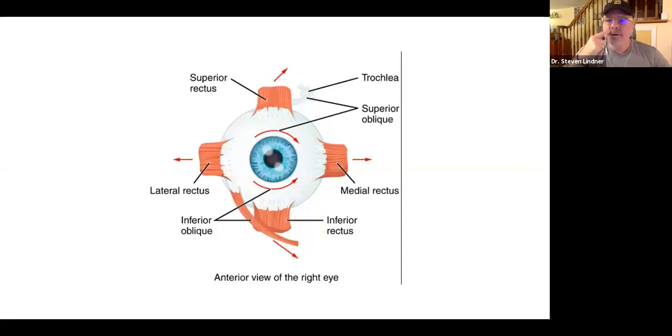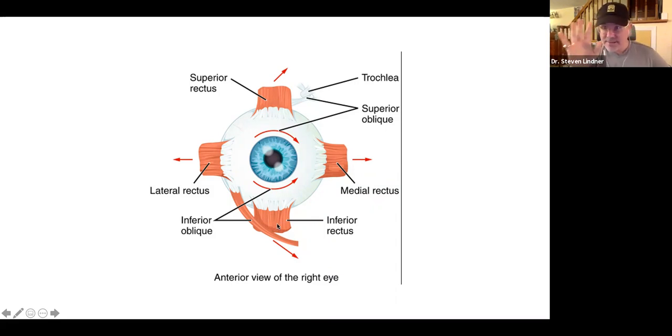Okay, I also wanted to go over the eye and the eye muscles. So if we're looking at the eye, this is the anterior view of the right eye. So that means that the nose would be here and the left eye would be here. This is the right eye. So if the nose is here, 4 of the muscles are called rectus. There's a medial rectus, and then there's a lateral rectus. And then on top is a superior rectus, and on the bottom it's an inferior rectus.